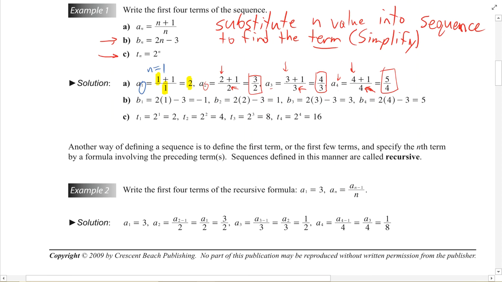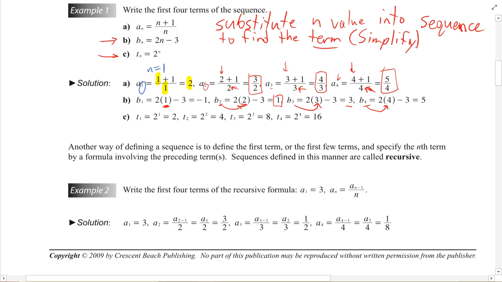Then you can see here, it's pretty straightforward. You substitute in for the first term the number 1 for n. 2 times 1 minus 3 is negative 1. For the second term, you substitute in the 2, and then you do BEDMAS. It simplifies into a 1. For the third term, you substitute in a 3, do BEDMAS, and you get a 3. For the fourth term, you substitute in a 4. So just substitute in and find the values of the terms.